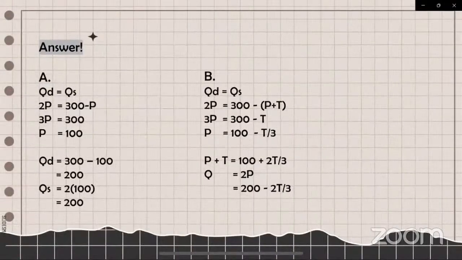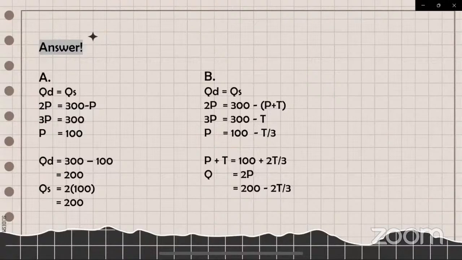For the A answer, first we set quantity supplied equal to quantity demanded, which gives 2P equals 300 minus P. Adding P to both sides of the equation gives 3P equals 300. Dividing both sides by 3 gives P equals 100. Plugging P equals 100 back into either equation for quantity demanded or supplied gives Q equals 200.